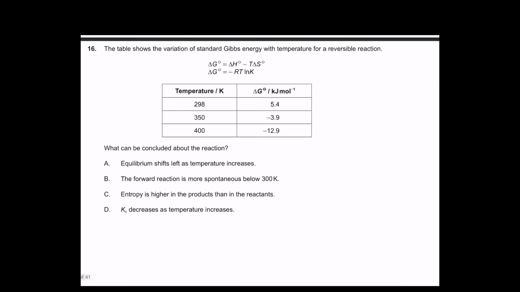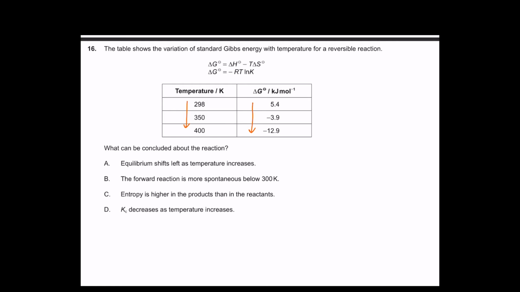Moving on to question 16. This table shows us a variation of standard Gibbs free energy with temperature for a reversible reaction. You see, as you're increasing the temperature, delta G becomes more negative. Delta G becoming more negative means the reaction is becoming more spontaneous. The reaction becoming more spontaneous means you are getting more products. More of the reactants are getting converted to products.